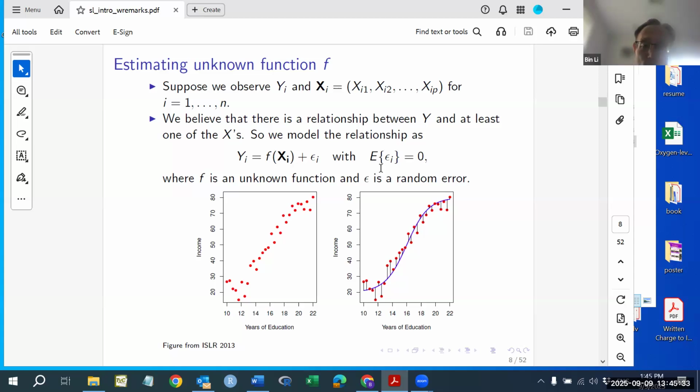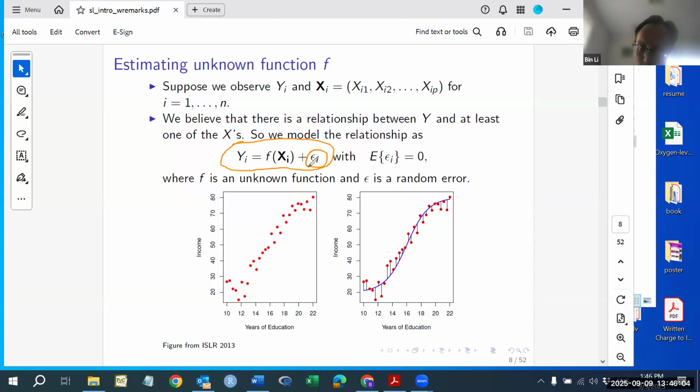Okay, so estimating the unknown function f is one of the main topics in statistical learning. Suppose we have y and x, and we have a very general model assumption. Let's say y is a function of x plus some additive noise.